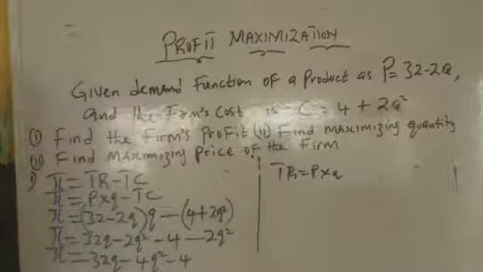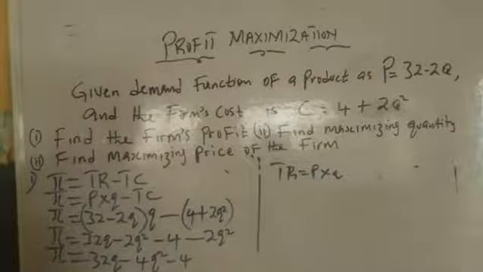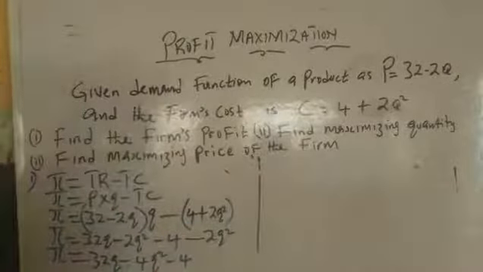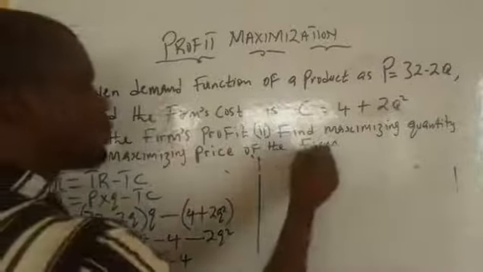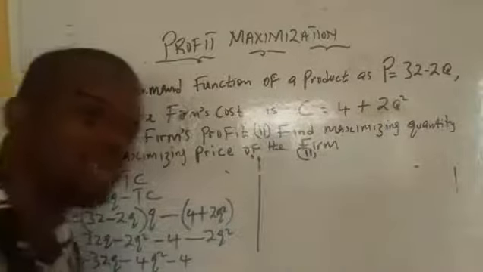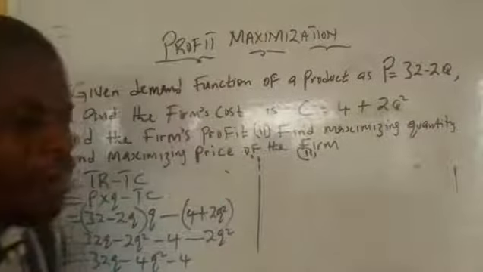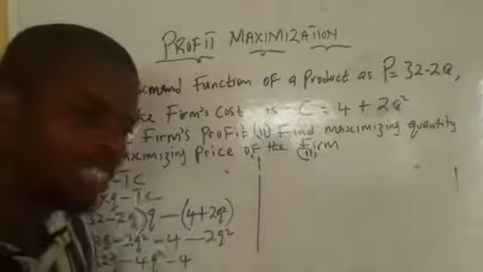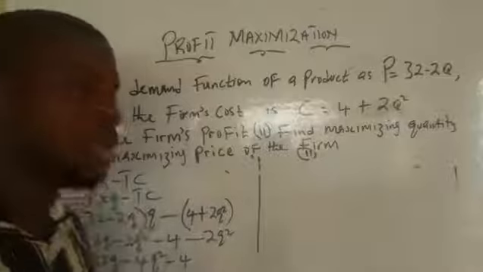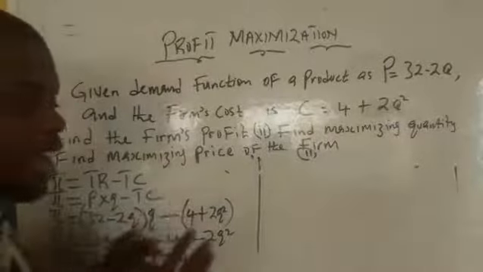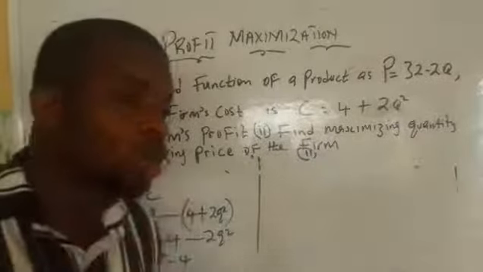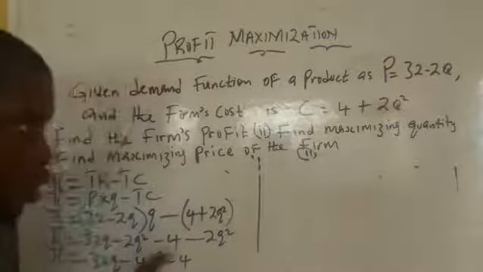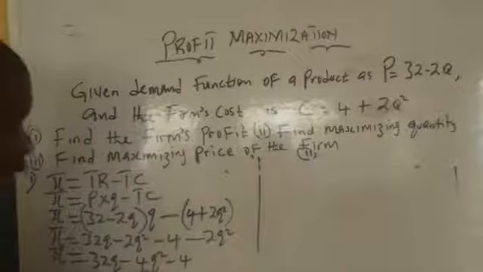This is our profit function here. Now, let's go for the second one: find the maximizing quantity. If you want to find the maximizing quantity or maximizing price, what you have to do is just to differentiate. You can use MC equals MR, but based on the question we have now, you just have to find the derivative of the profit function. We have gotten our profit function here.